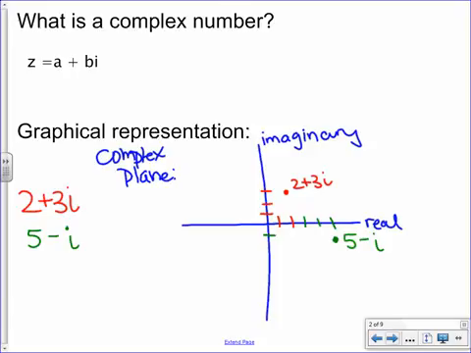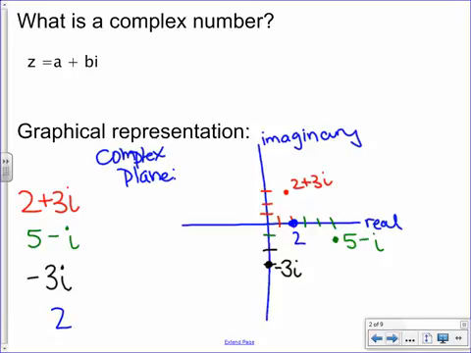Where would we place the number negative 3i? Michaela? Down 3 on the imaginary axis. Very good. How about if we were to graph the number 2? 2 on the real axis. Okay.